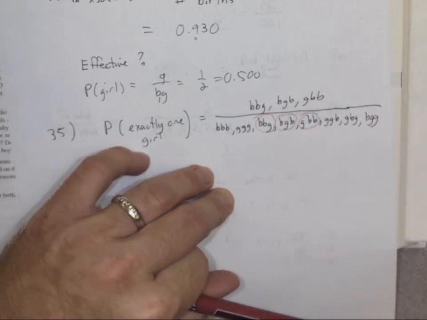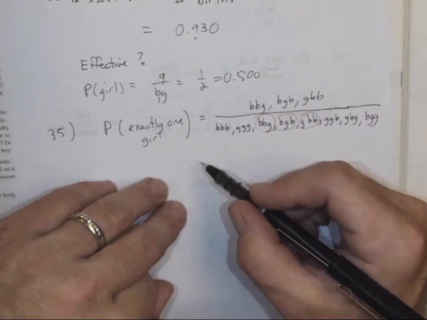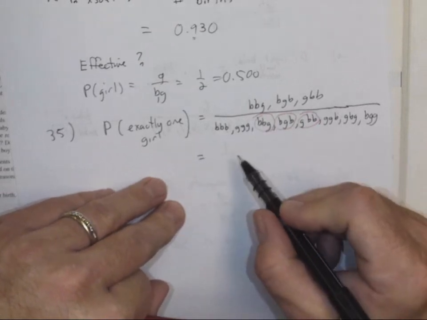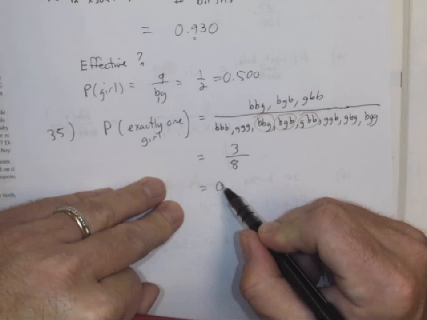Now when I write this, I'm actually talking about the number of things that are there, right? Talking about their count. So how many are up at top? 3. How many are on bottom? 8. There you go. So you get 0.375.